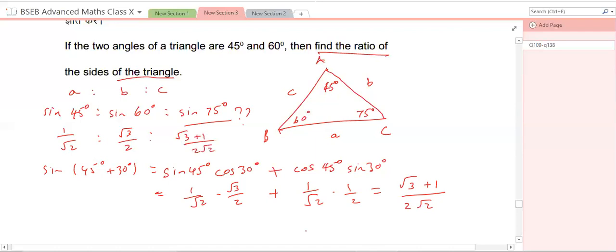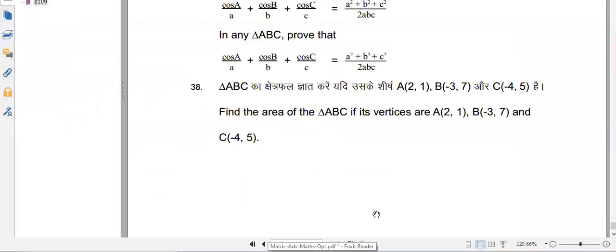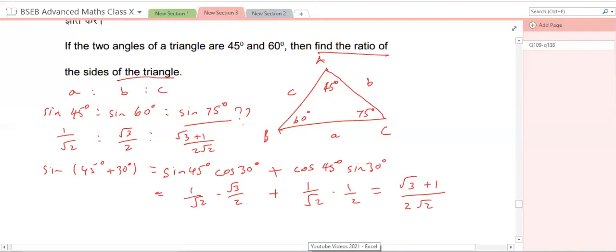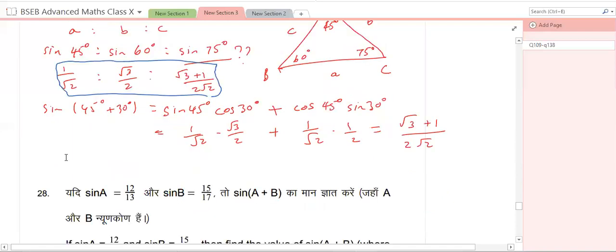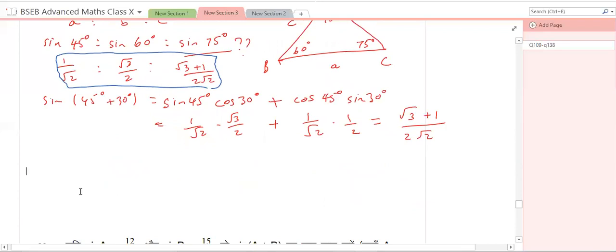Now, can we simplify this further? This is my answer here. If I multiply both sides of the equation by root 2, then I can get half is to root 6. We are multiplying everything by root 2.